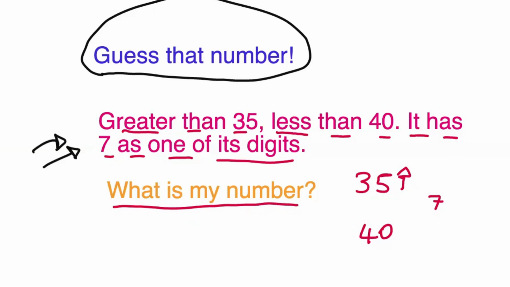Let's read that one more time. It's greater than 35. So we know that the number is higher than 35, but it's less than 40. And it has 7 as one of its digits. Now, there's not a massive gap between 35 and 40, so let's write out some of the numbers which it could be. Let's start at 35 and go all the way to 40.